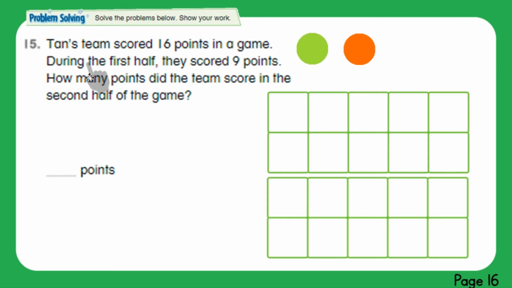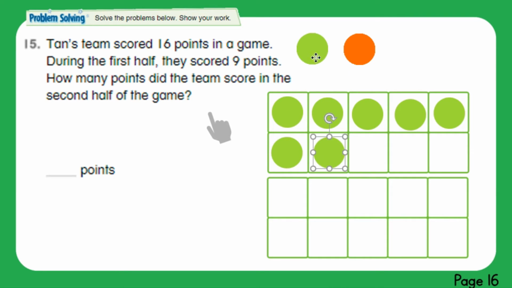So I'm going to start one by one. First thing I'm going to add: in the first half they scored 9 points. Let's see. I'll grab 9 counters and I'll place them in the first tens frame. 1, 2, 3, 4, 5, 6, 7, 8, 9. So I have got 9 points in the first half. Now in all they scored 16. I'm going to grab orange counters here and I'll keep on adding them until I get a total of 16.